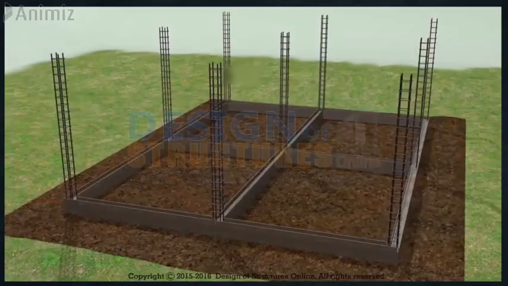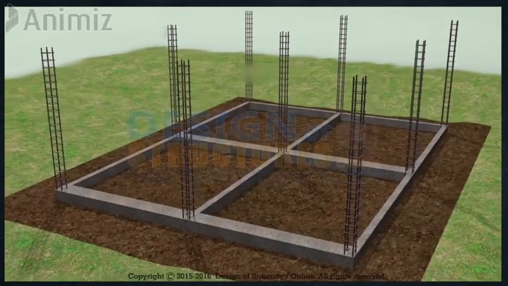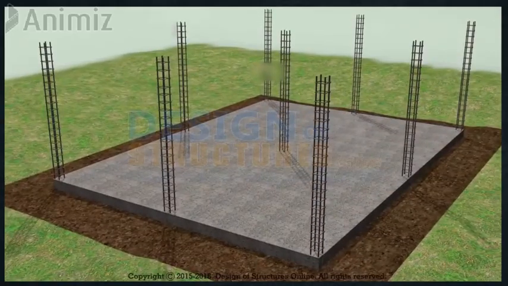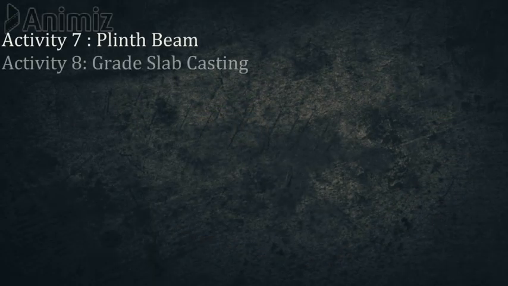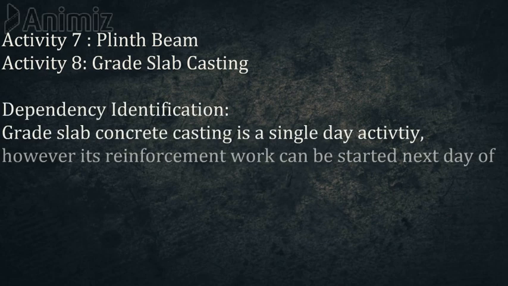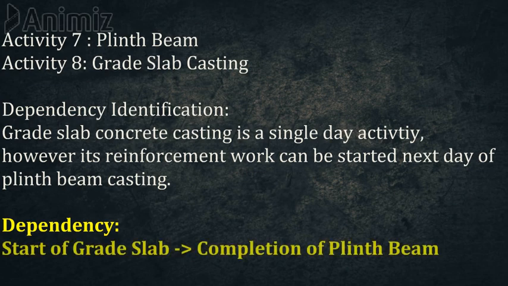Now after that, slab concreting. Grade slab requires no reinforcement as it is resting on the ground strata itself. Top of plinth beams and grade slab should be at the same level. Now after plinth beam we do the grade slab casting. Since the grade slab casting is to be done in a single go, the start of grade slab is after the completion of the plinth beam.